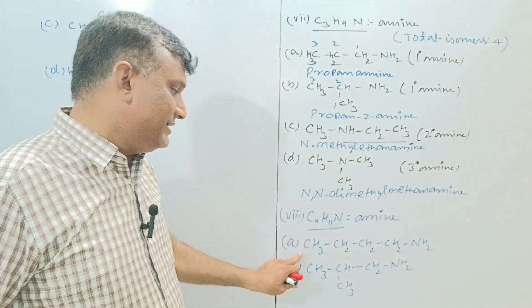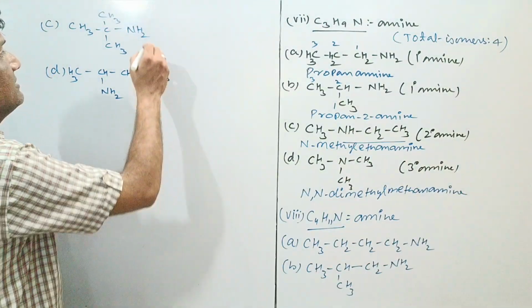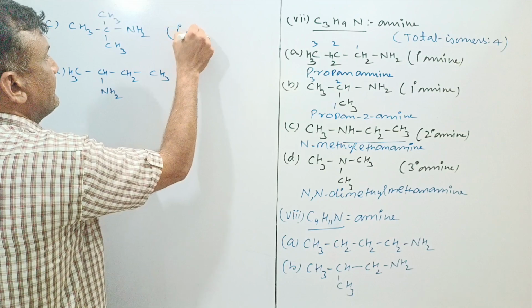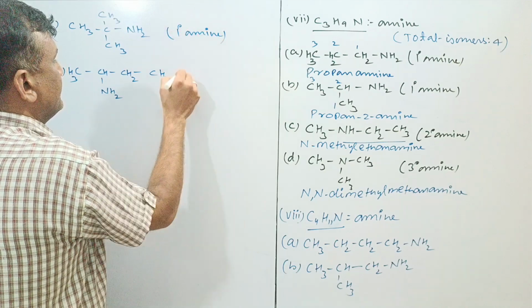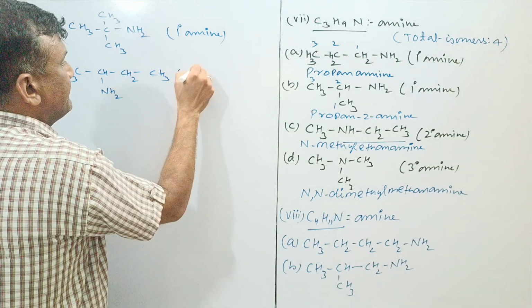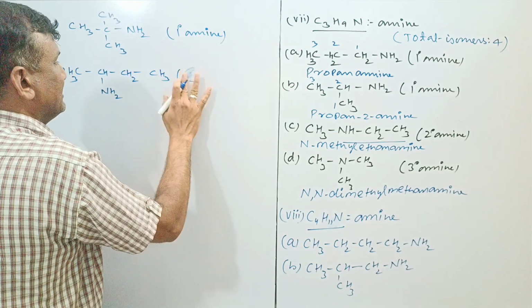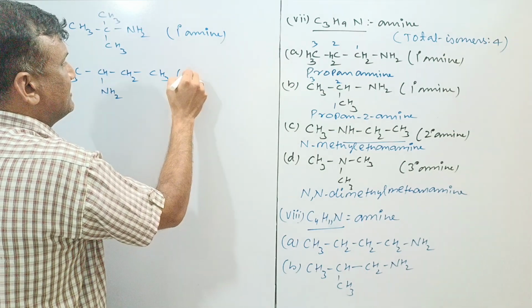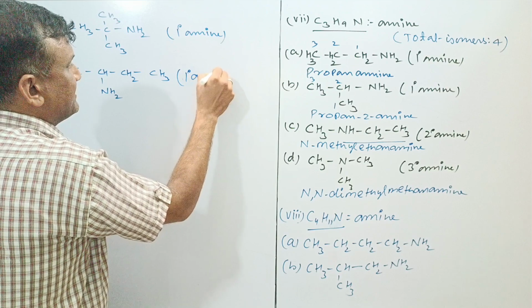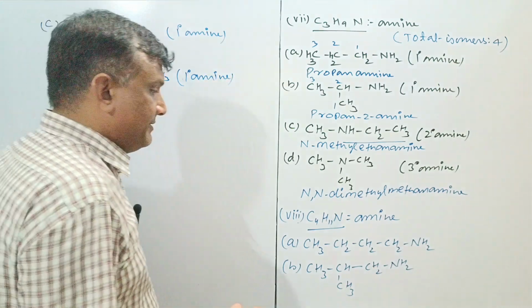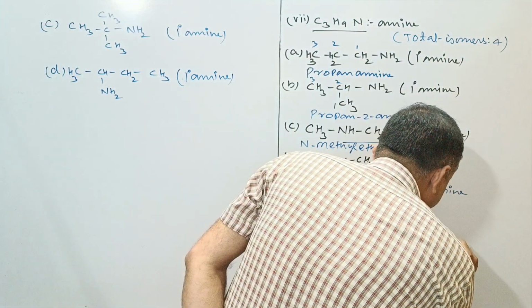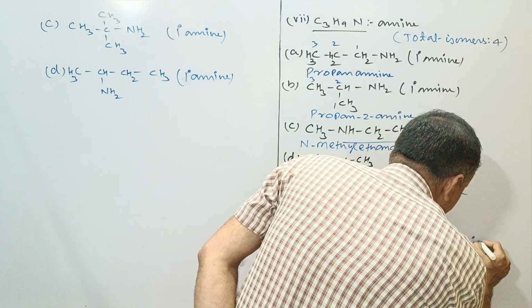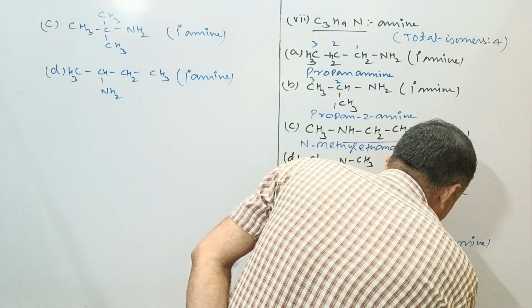As 1 degree amine it will be 4 isomers. This is the 1 degree amine. This is your 2 degree amine. You can say it is 1 degree amine but a position isomer. NH2 is present, so it will be 1 degree amine. This is your 1 degree amine and this is also 1 degree amine.